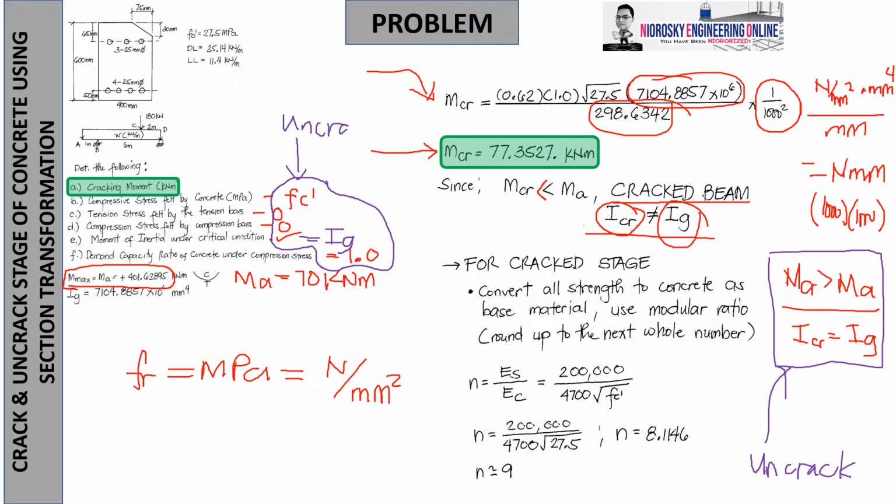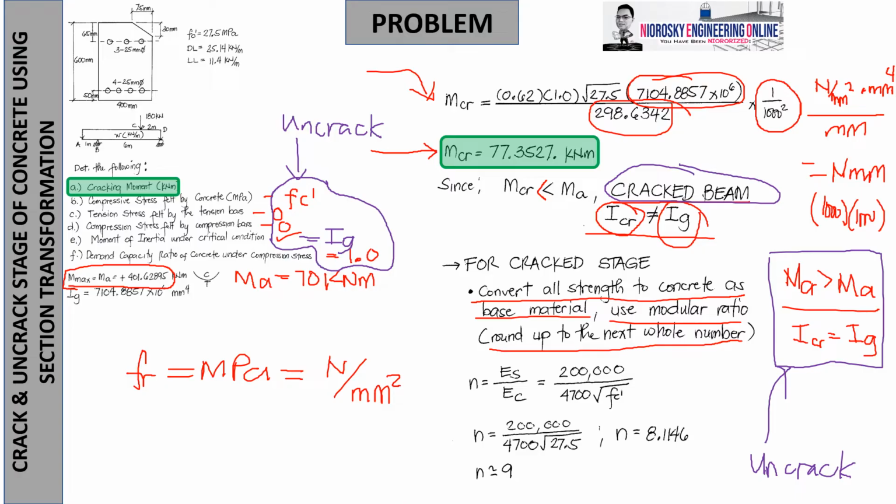Is that clear? What happened here is a cracked beam, meaning there are existing values for the answers to those questions. That's why we consider the next condition, where the crack stage follows. Now we need to convert all the strength to concrete as the base material. Use the modular ratio to convert. Now there's a need for us to round up to the next whole number. The logic is there's no such thing as half of a piece, so there should be a whole piece.